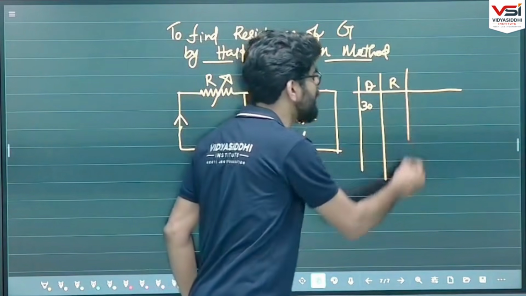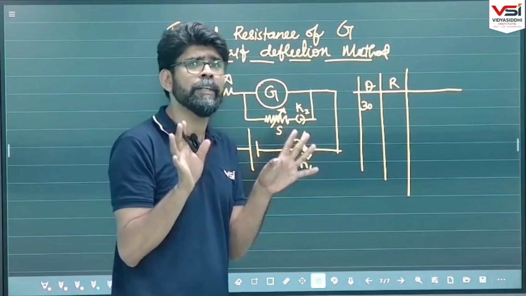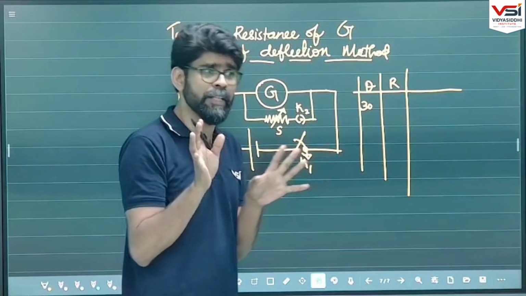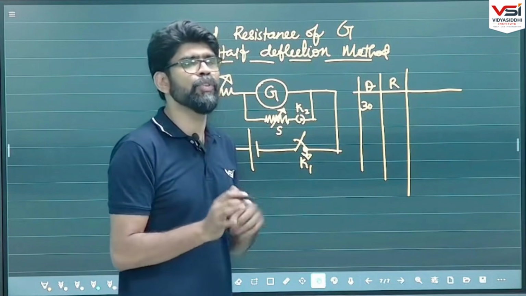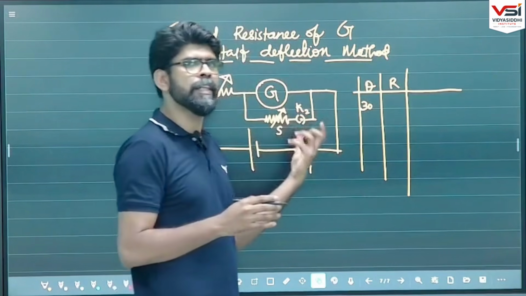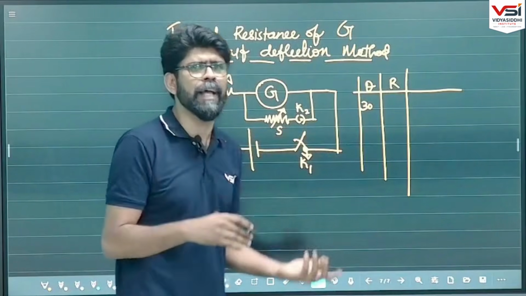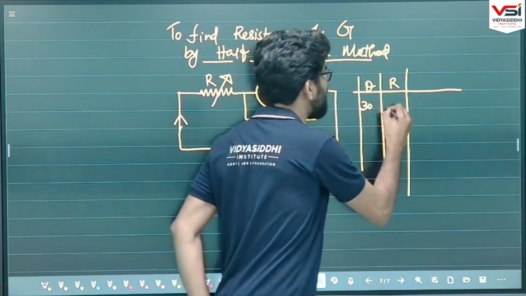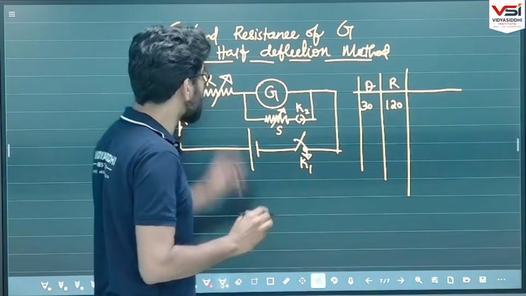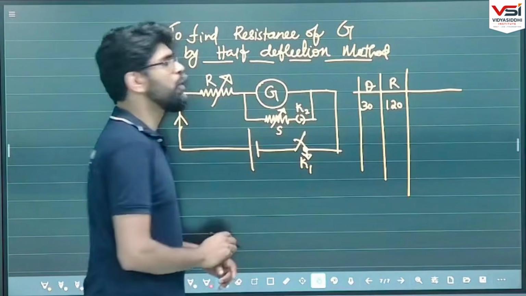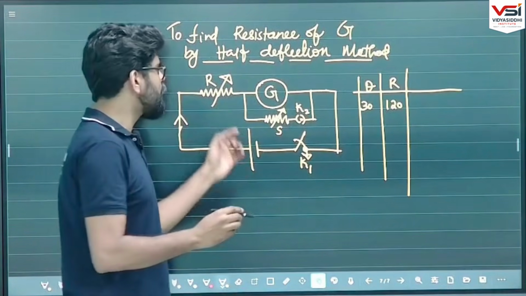For an example, I am taking a very small value, but in fact the galvanometer is a low resistance device only, and it is very sensitive. So in fact the value of R does not stay like this; it should be a fairly high value. But for the sake of an example, I am giving you that it is 120 ohm.